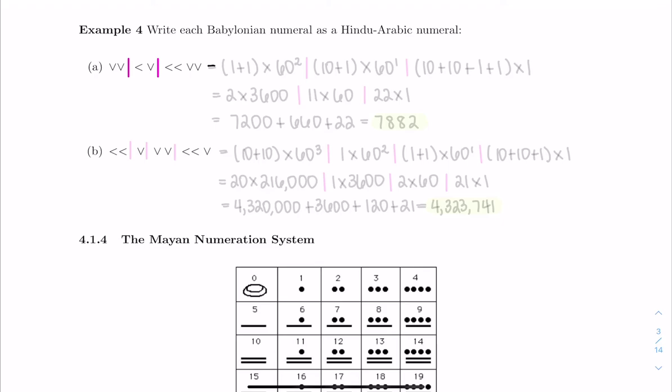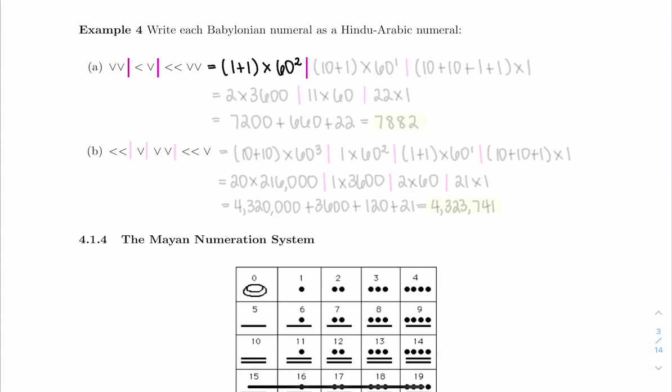So let's just look at the first place. We have 2 V's. Well, V symbolizes a 1. And so we need to add that together. So 1 for the first V plus 1 for the second V. And that's going to be times 60, because that's their place value. And it's going to be the 60 squared position.